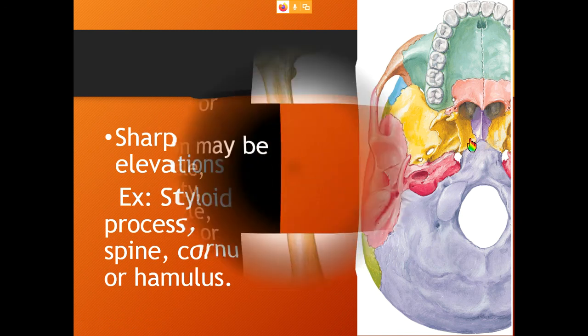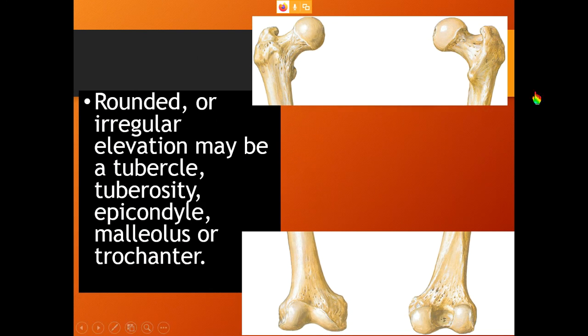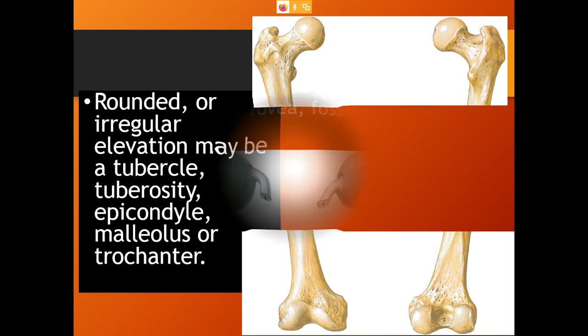Then rounded or irregular elevations may be called tubercle. You can identify tubercle, trochanter, tuberosity, malleolus. These are the words we use for rounded or irregular elevations.